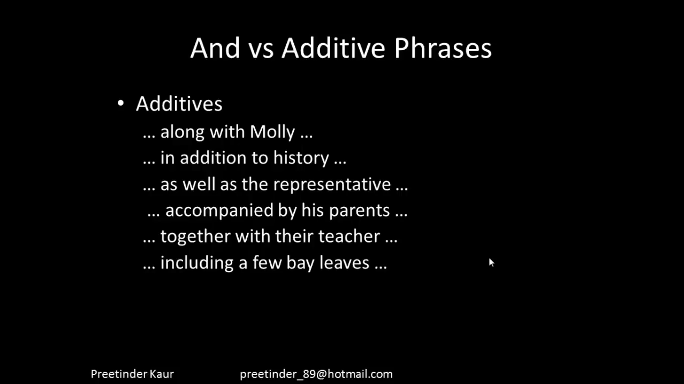So I hope that you would have understood the difference between when we use "and" and when we use all these additive phrases. In "and", the end product is always plural, but in additive phrases, the end product depends on what comes here as the first subject. All these extra things like Molly, history, representative, parents, teacher, leaves, these should not be of our concern while checking for the subject-verb agreement errors.